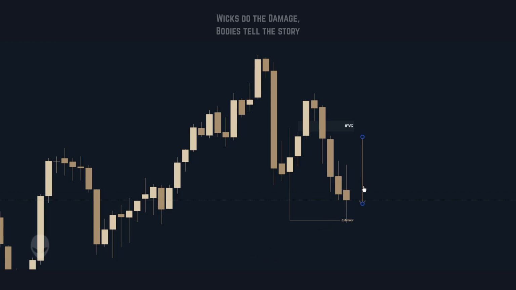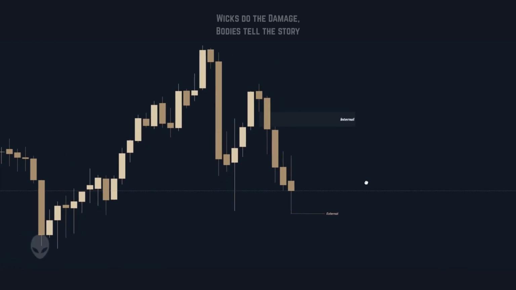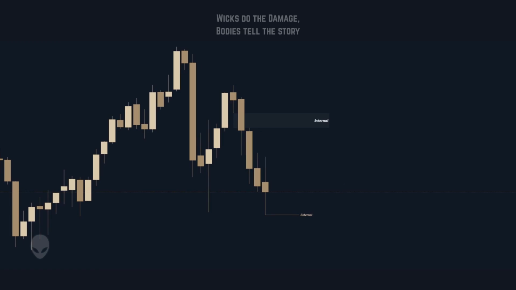And we see that it does. So now that we've taken out external liquidity, we can expect price to now move back to internal. And we've also left an imbalance in the form of an FVG, a bearish FVG. So we could expect price, if it is reacting off of it, to move back to internal.